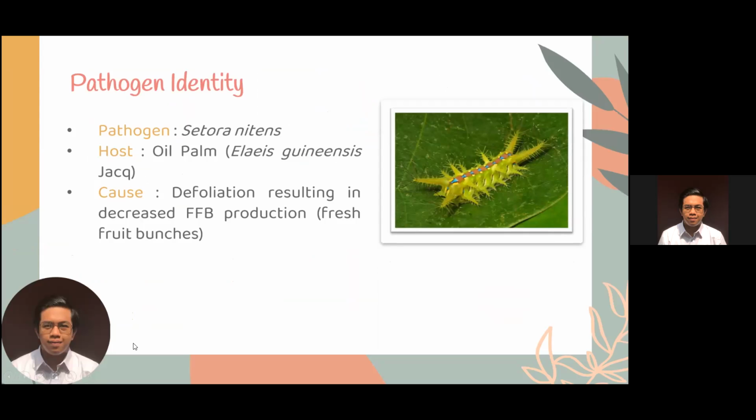Okay, so the first slide is about pathogen identity. The pest itself is called Setora nitens, and the host is oil palm, or Elaeis guineensis Jacq. It causes defoliation, resulting in decreased FFB, fresh fruit bunch, production.